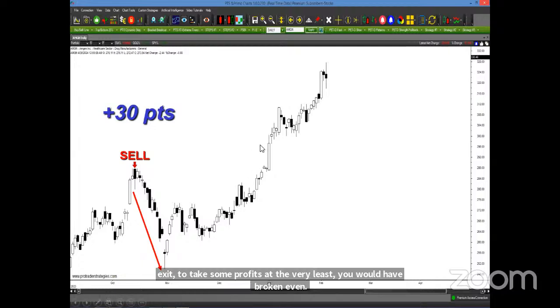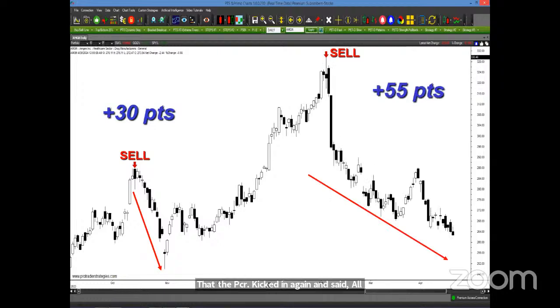Now, the market went straight up. It was at this point that the PTR kicked in again and said, all right, here's a sell signal. And it went down 55 points. The good news is, if you missed that, it generated another sell signal here.